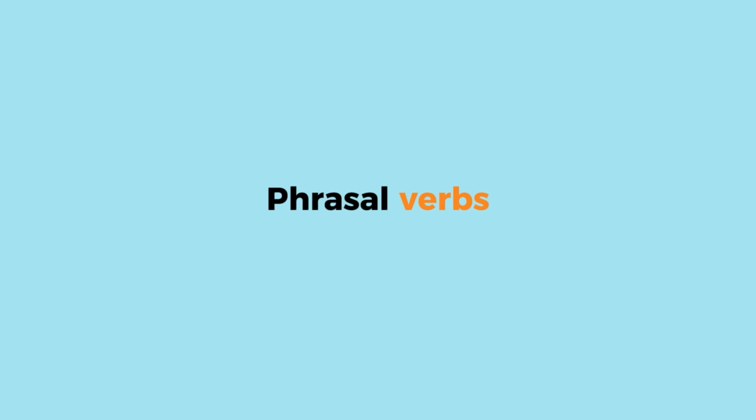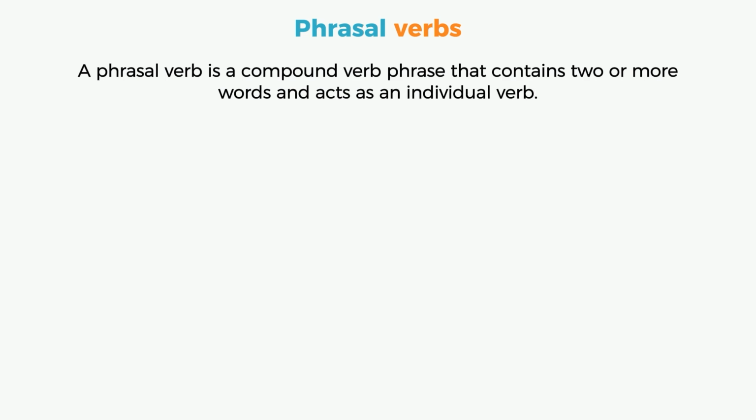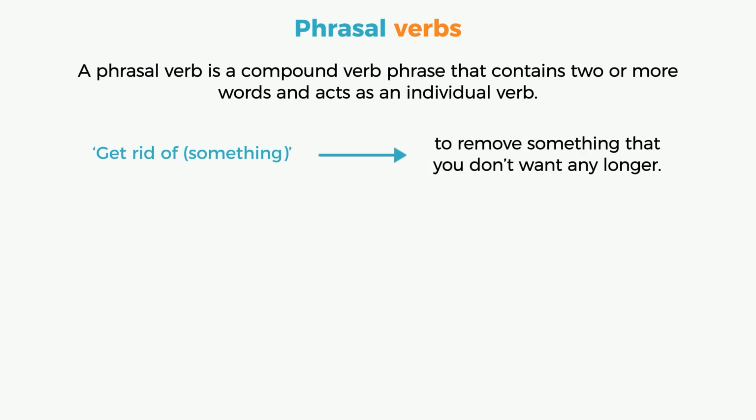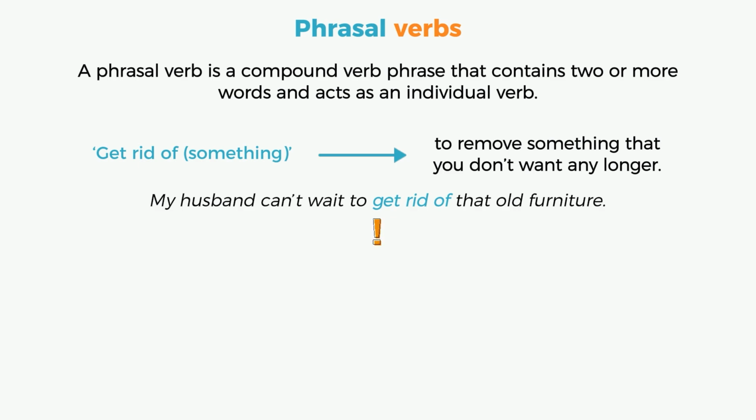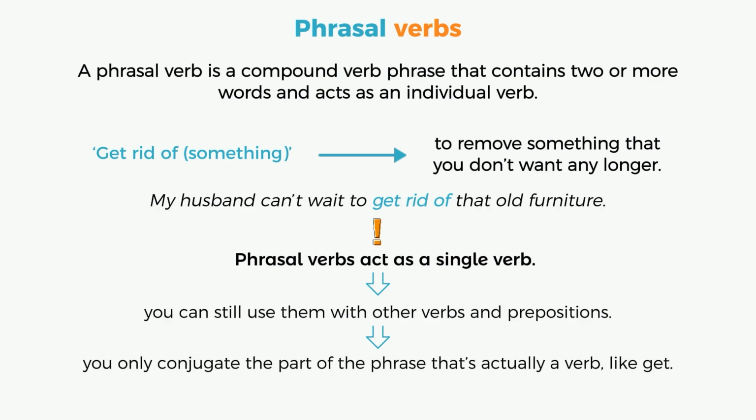Phrasal verbs. A phrasal verb is a compound verb phrase that contains two or more words and acts as an individual verb. For example, get rid of something. That means to remove something that you don't want any longer. My husband can't wait to get rid of that old furniture. The important thing to remember about phrasal verbs is that they act as a single verb, so you can still use them with other verbs and prepositions. However, you can conjugate a phrasal verb. You only conjugate the part of the phrase that's actually a verb, like get. More detailed explanations can be found via the link.